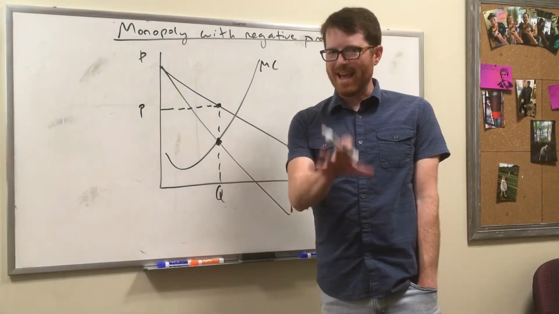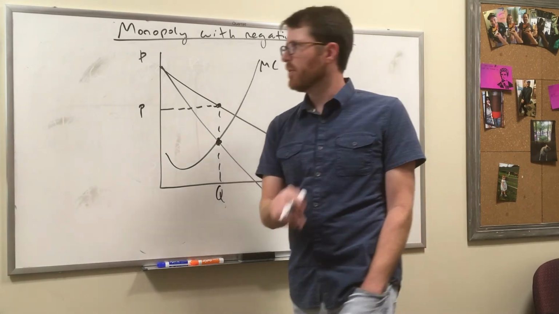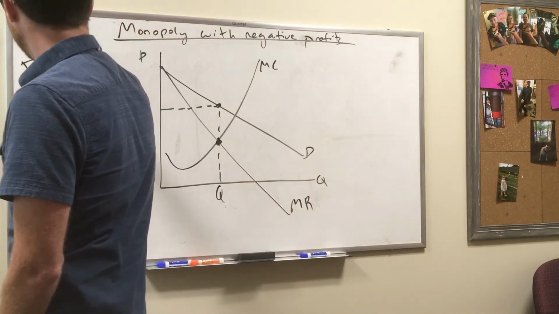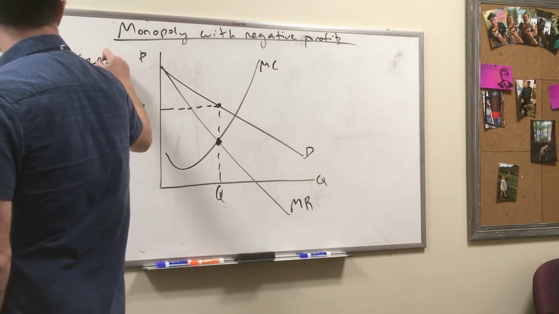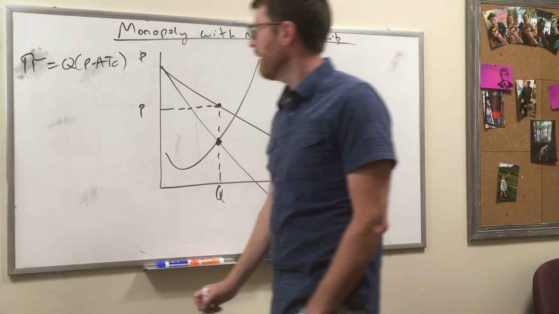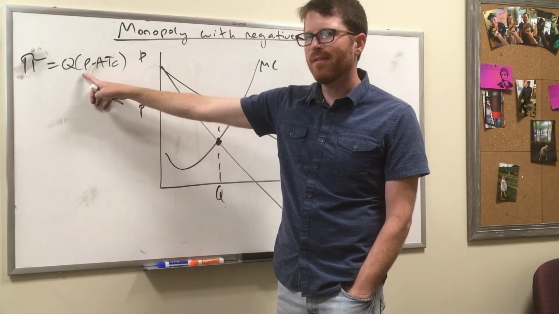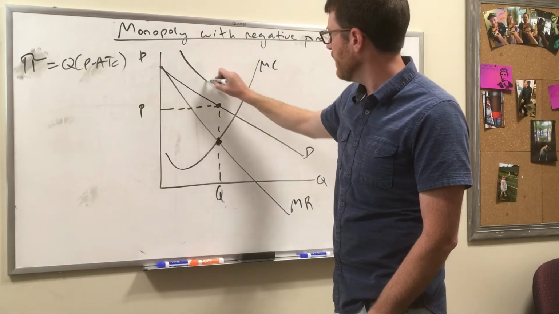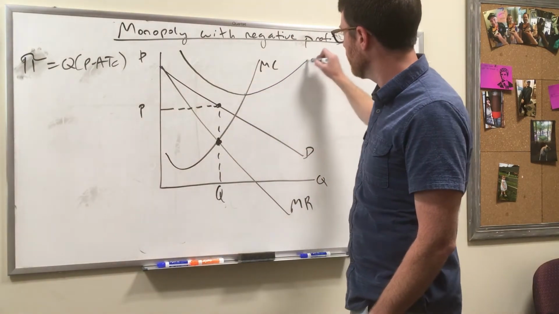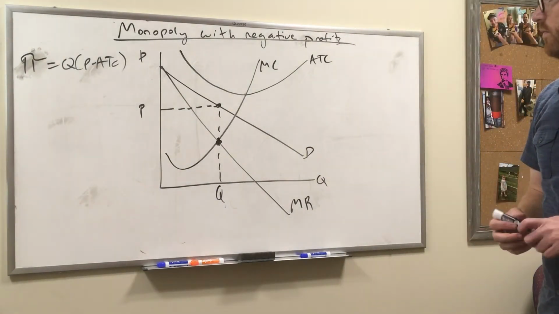What do I need to add to this to show negative profits, do you think? Keep in mind, this formula right here is going to be very useful to you. Same formula we just used, we're going to use it again. To have negative profits, you would need average cost to be above the price. Okay? So average cost would need to look something like this. Average total cost. Okay?